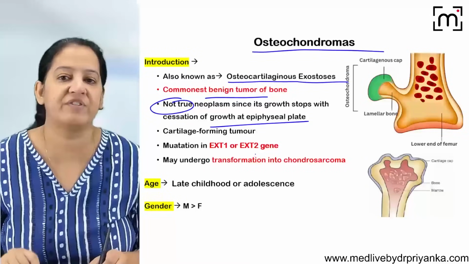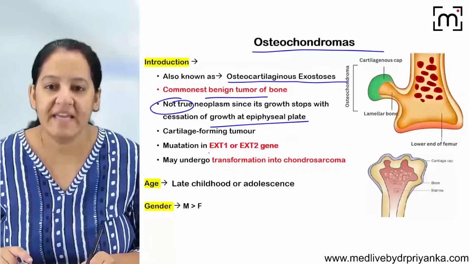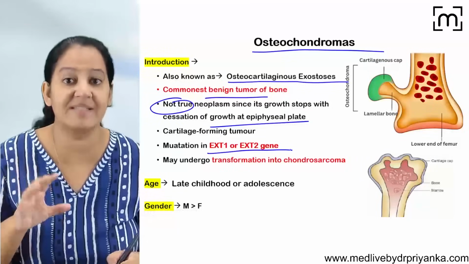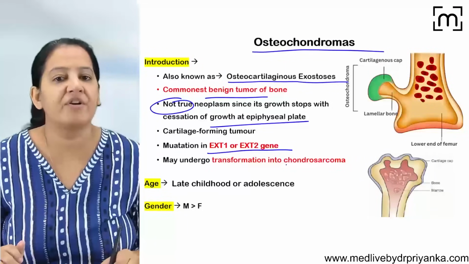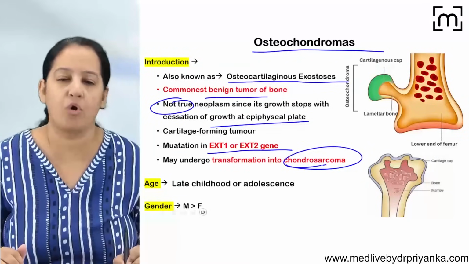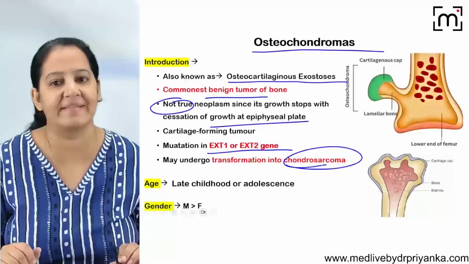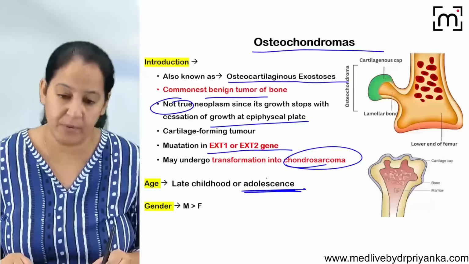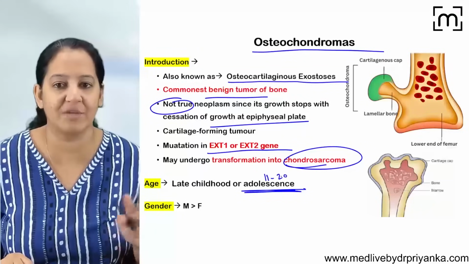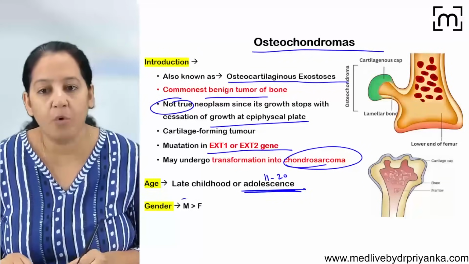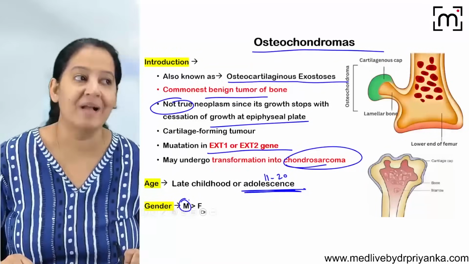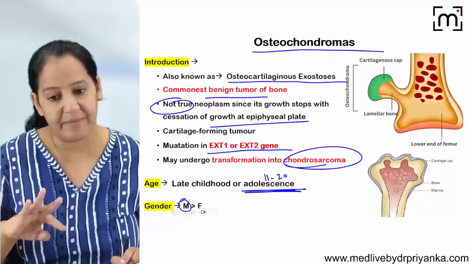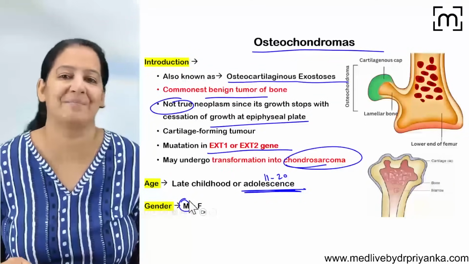It occurs due to mutation of a gene. The name of the gene is EXT1 or EXT2 gene. It occurs due to mutation of these 2 genes and sometimes it's benign, but it can convert into malignancy, that is chondrosarcoma. Rarely it converts into malignancy. Age, it occurs in adolescence. So 11 to 20 years, you can say the adolescent age. And it is more common again in male as compared to female. Among the 6 bone tumors, only one of them, that is GCT, is common in female. Rest all of them are common in male as compared to female.